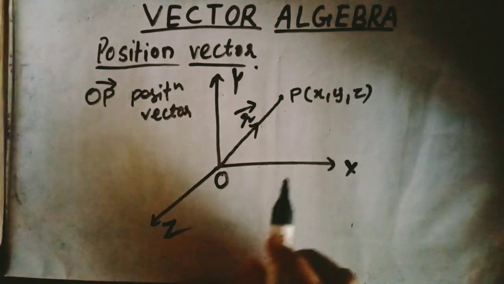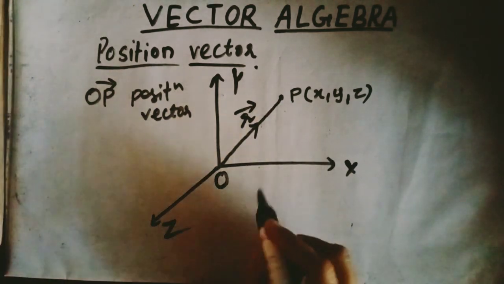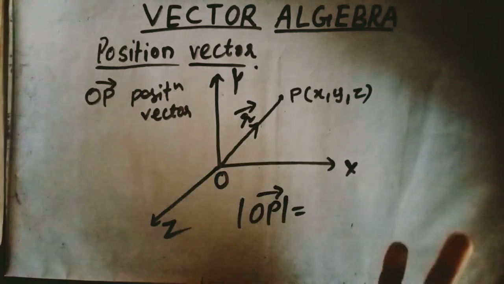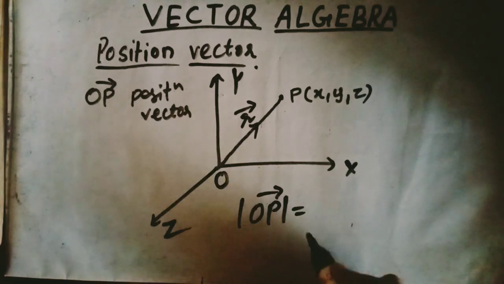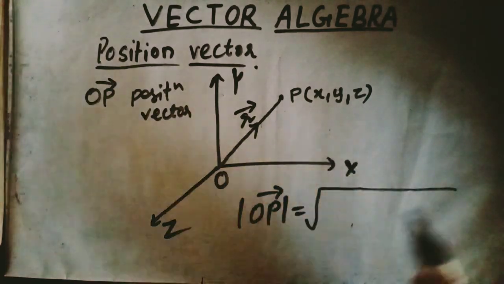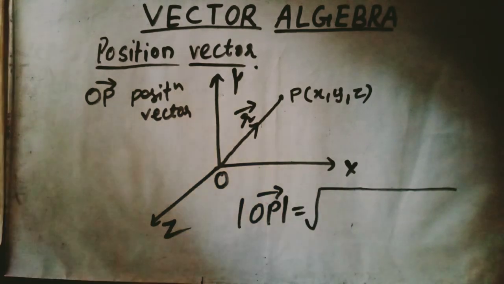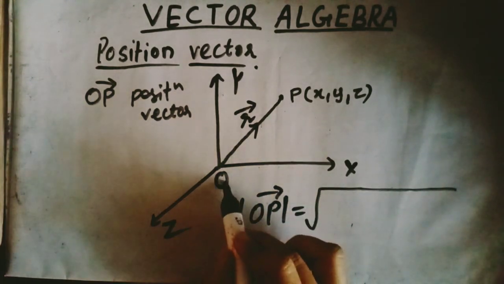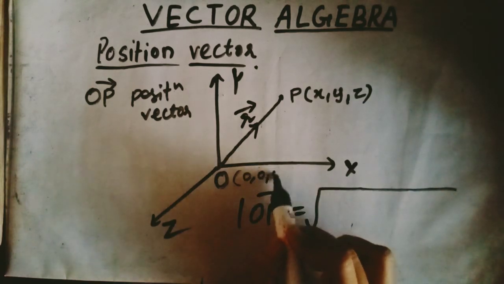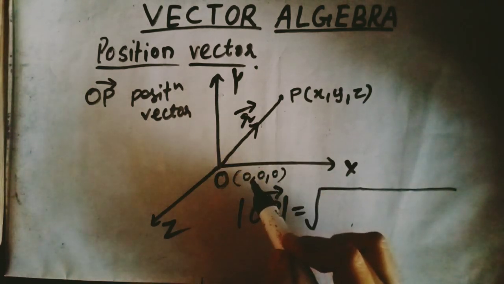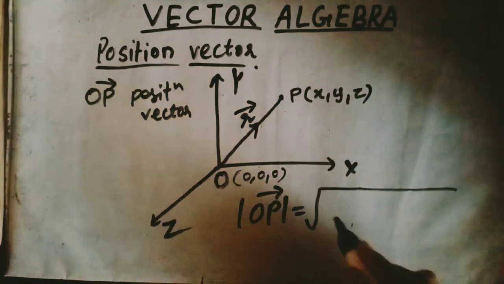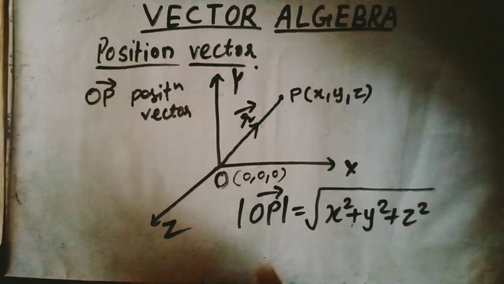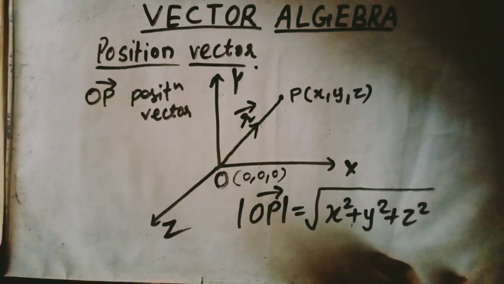The length is given by the distance formula, which we have learned in coordinate geometry, right? That is root of (x2 minus x1) the whole square plus (y2 minus y1) the whole square plus (z2 minus z1) the whole square. Here the origin is 0, 0, 0, so this will be 0 minus x the whole square. So it is root of x square plus y square plus z square. This is your magnitude.